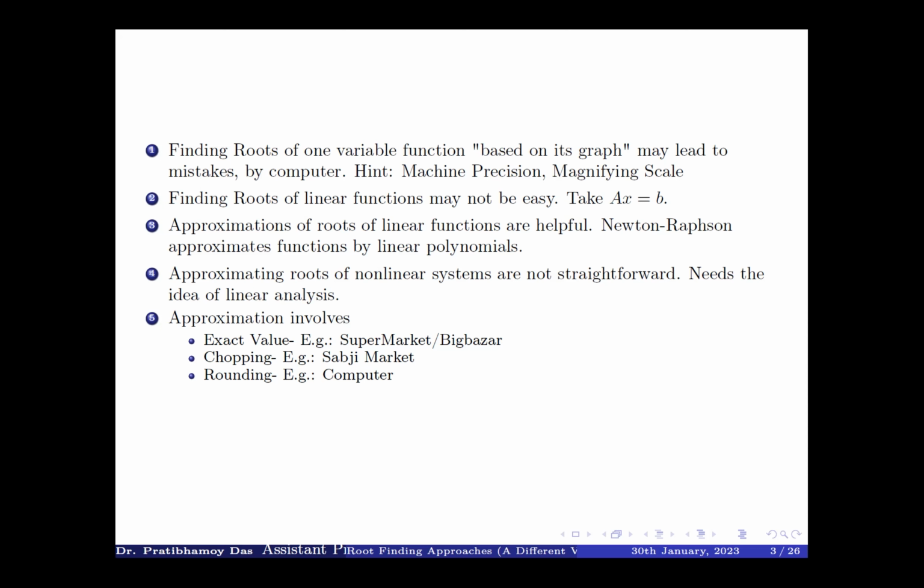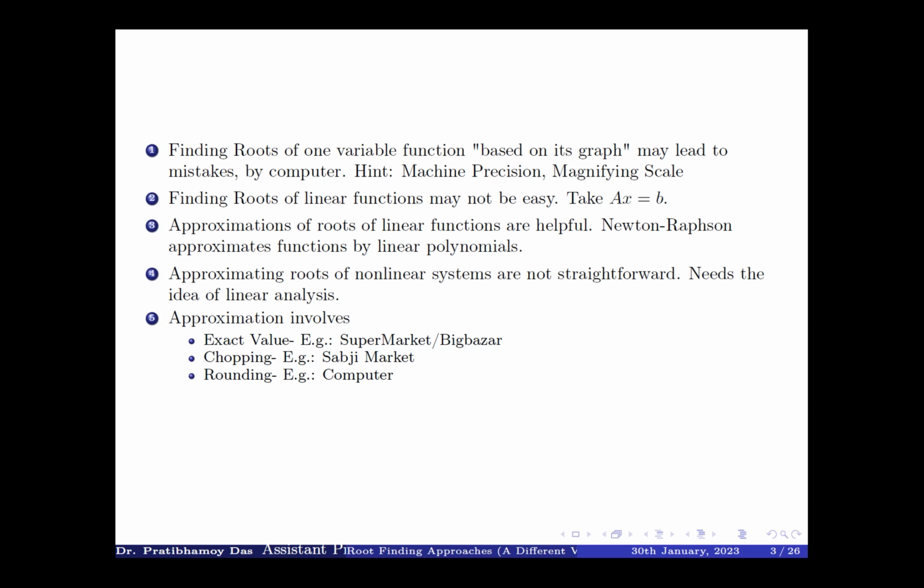Newton-Raphson approximates functions by linear polynomials. I'm not sure how many of you know that, but Newton-Raphson, I guess all of you know. The Newton-Raphson method: x_{n+1} equals x_n minus f(x_n) by f dash of x_n. I'll show you that. But what it does is approximate the function by a tangent, and a tangent is an affine function, a linear function, ax plus b. So we are approximating a nonlinear function by a linear function, ax plus b. I'll come to that, but these are more interesting questions.